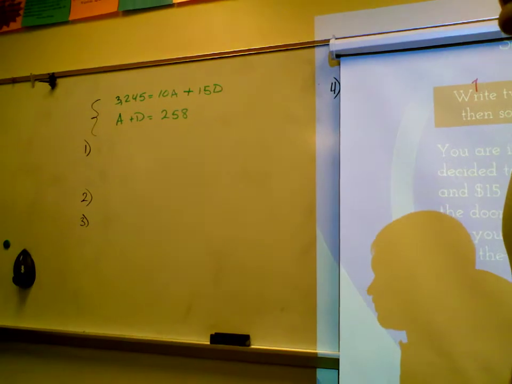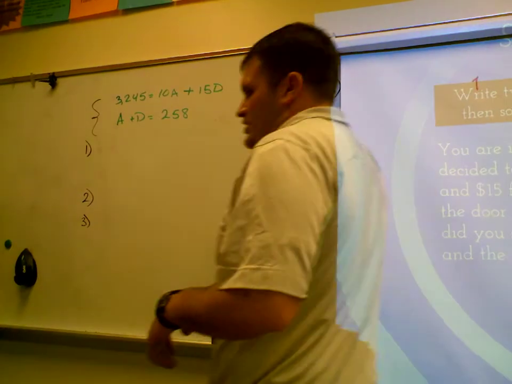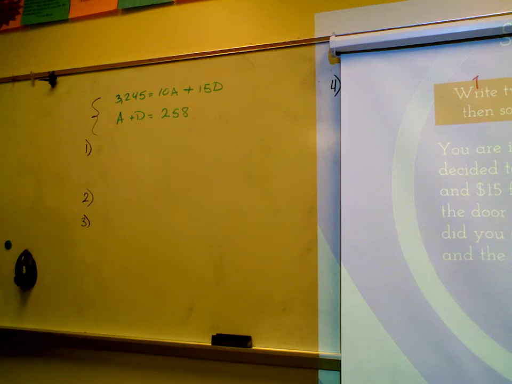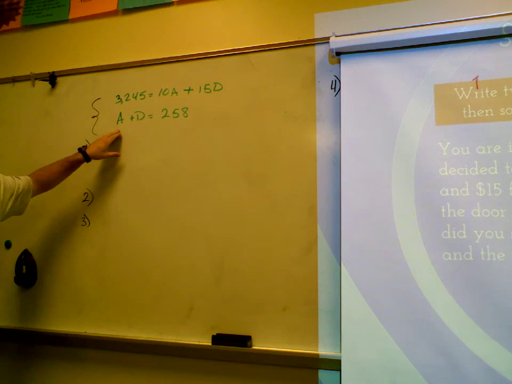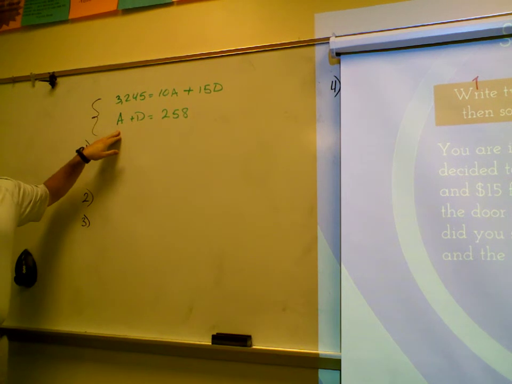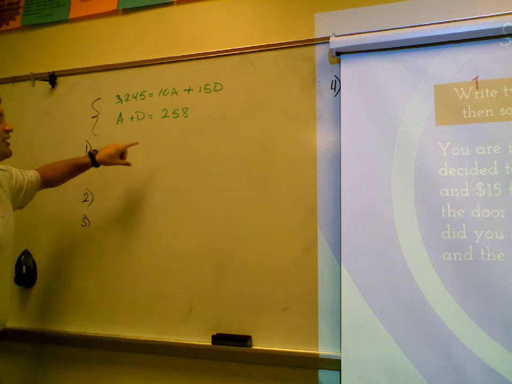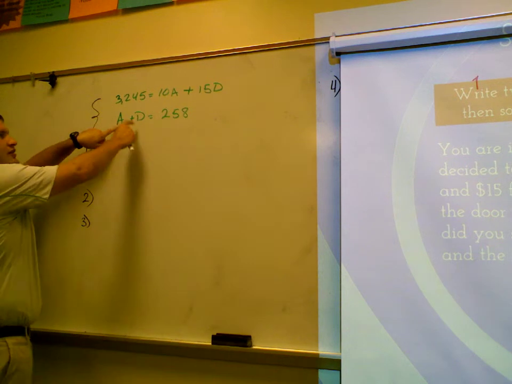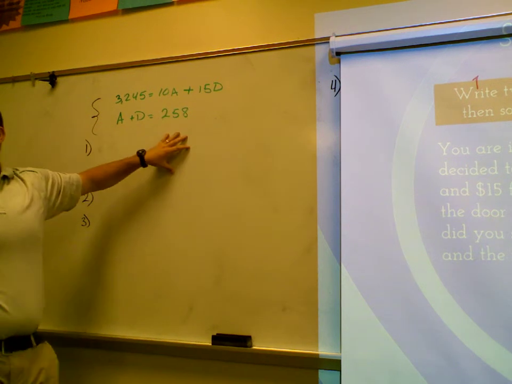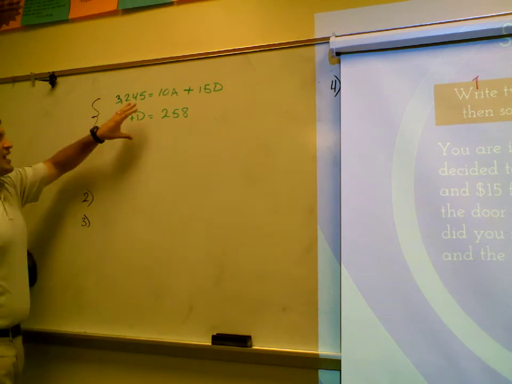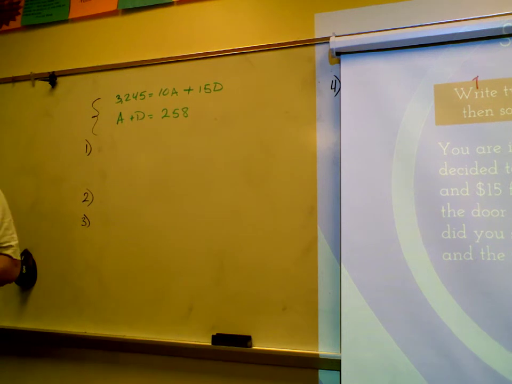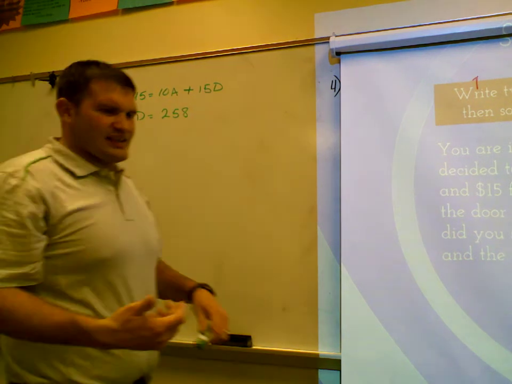Now, the question was, where do we get the 258? The 258 comes from the problem. They say only 258 students attend. Now, A and D stand for the number of students purchasing that type of ticket, right? So 258 students attend, that means my advance tickets and my at-the-door tickets need to add to 258. The 10 and the 15, that's how much the tickets cost.